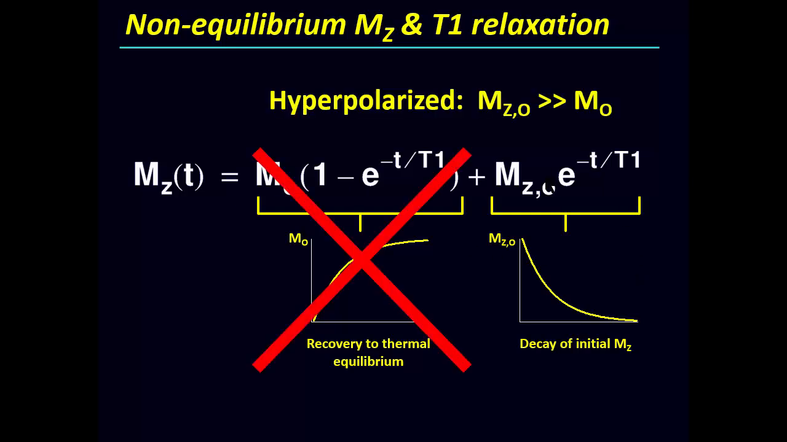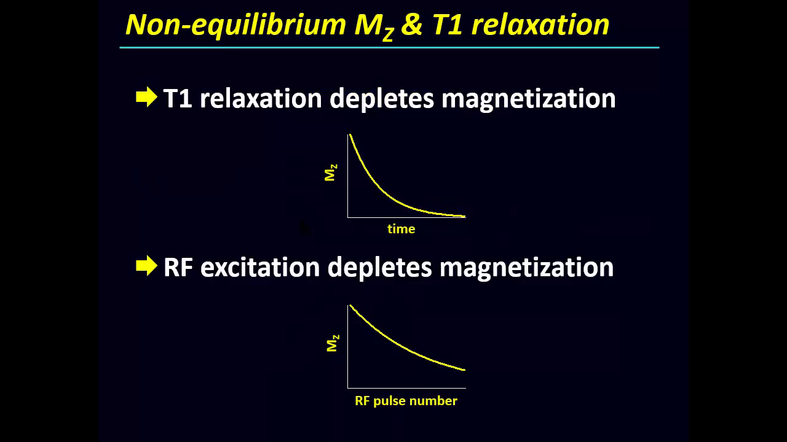But the important point for hyperpolarized compounds is that the initial magnetization is so much larger than thermal equilibrium that this first term is negligible. What this means is that T1 relaxation only depletes the magnetization that we have. And since there's no recovery, the RF pulses we apply also deplete the magnetization. So that's very important to consider when we're designing the pulse sequences.